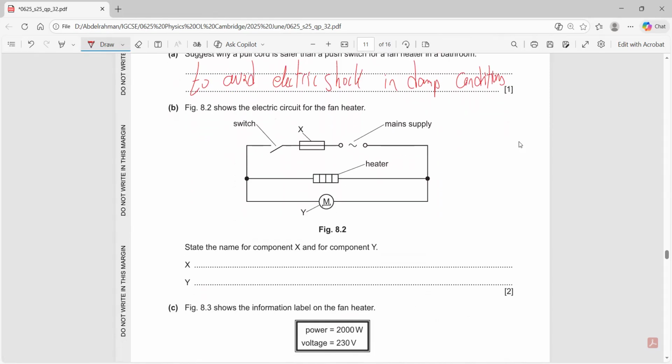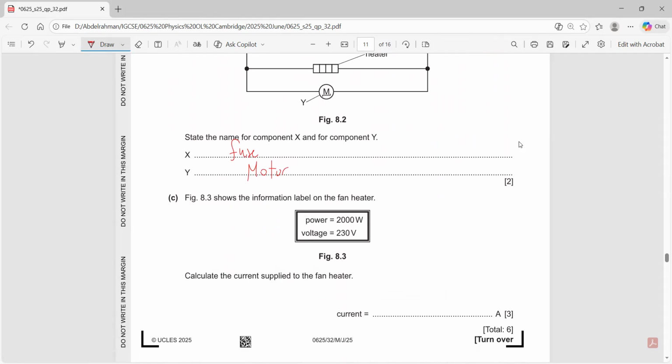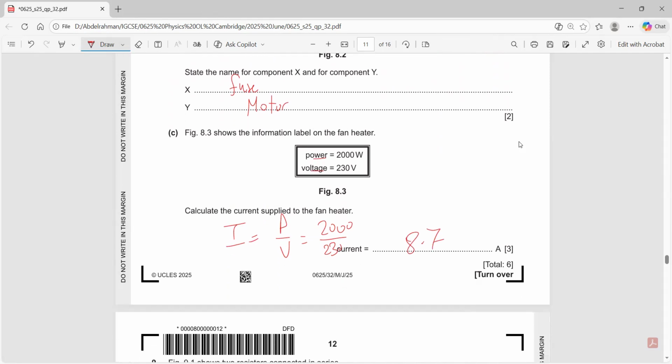What is X? X is a fuse. What is Y? Y is a motor. So you have the information for this heater, you have the power, you have the voltage. Can I find the current? Yes, the current would be equal to the power divided by the voltage. 2000 divided by 230, which is 8.7 amps.